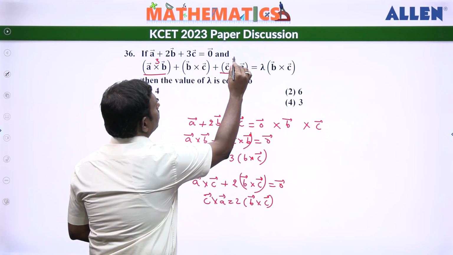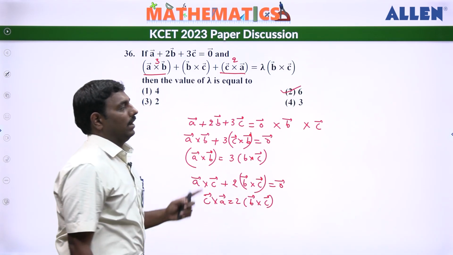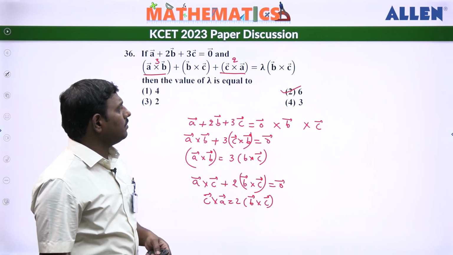So this value is 2 times. So 3 times plus 2 times plus 1 time, that is 6 times. So the lambda value is clearly 6 times b cross c.